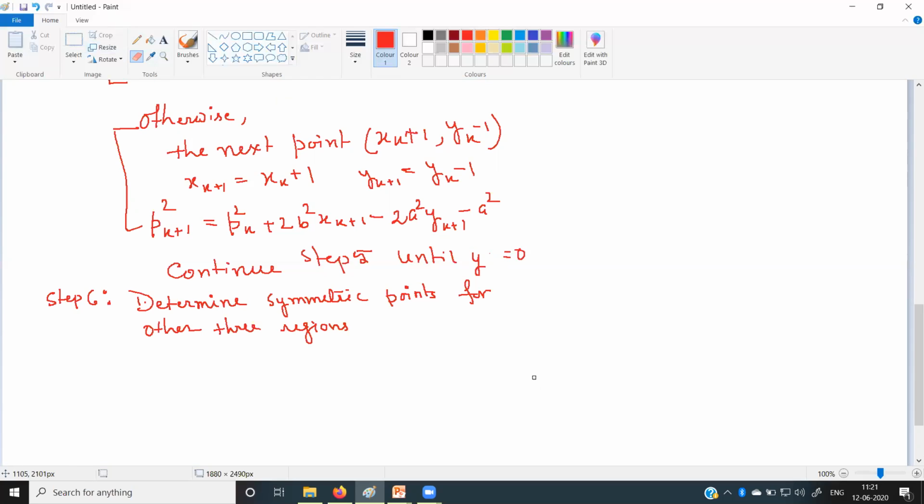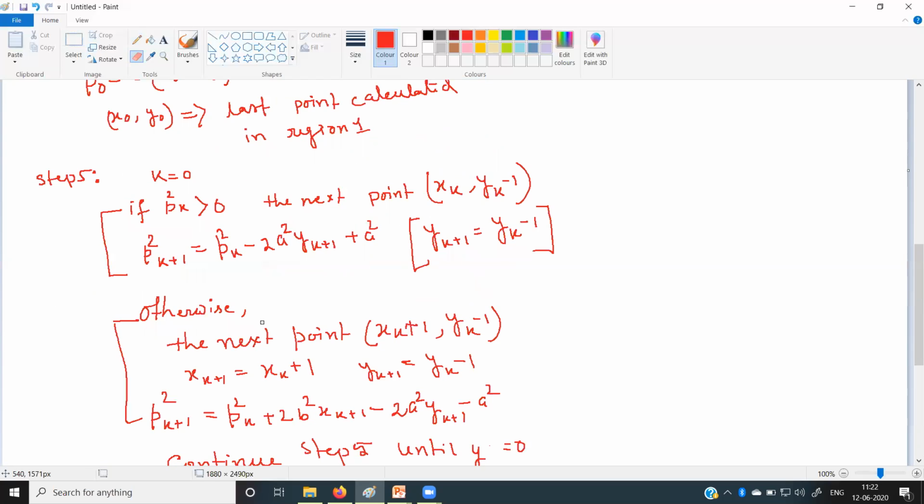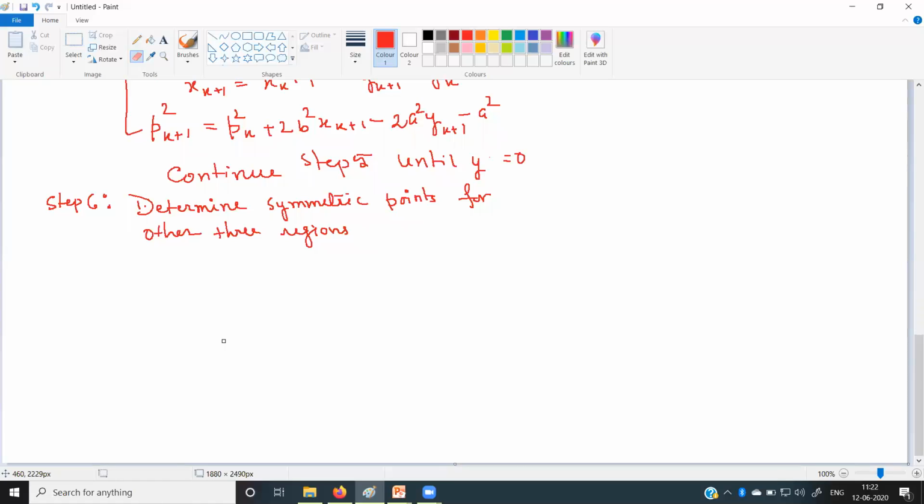Now, this is the stopping condition for the region 2 and this is the stopping condition for the region 1. So now you got all the points on the ellipse. So in the last step, that is in step 7, what do we have to do?